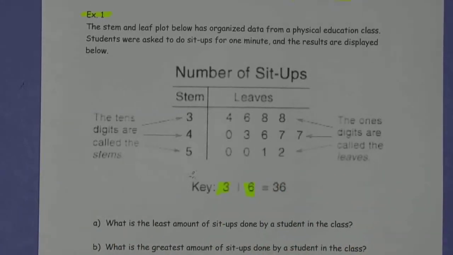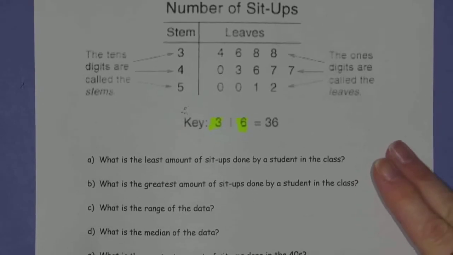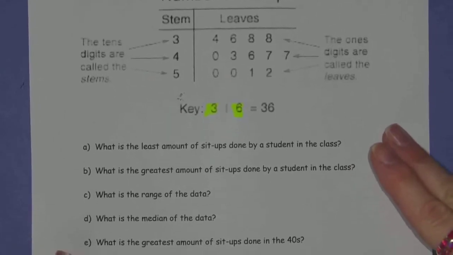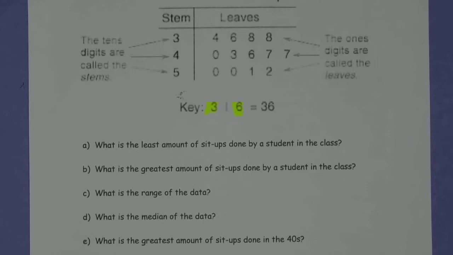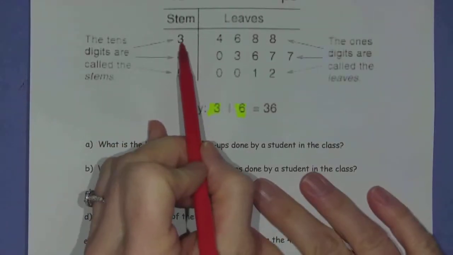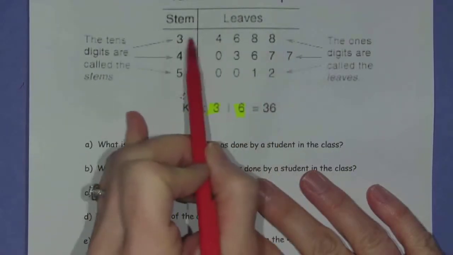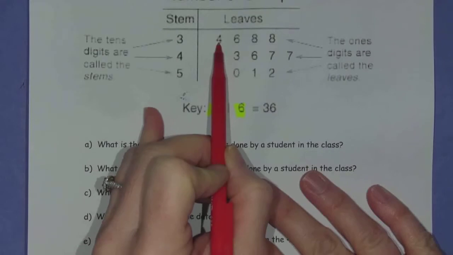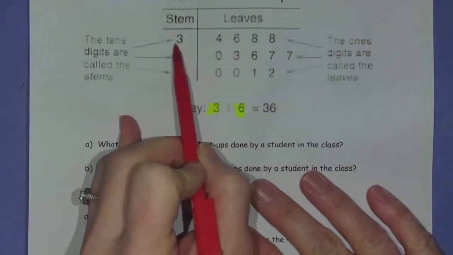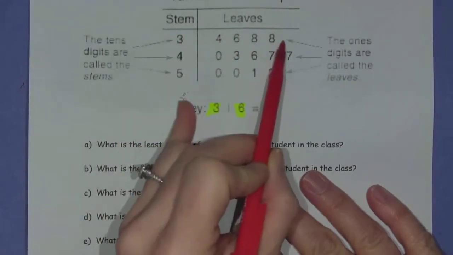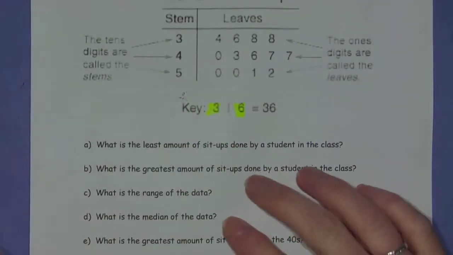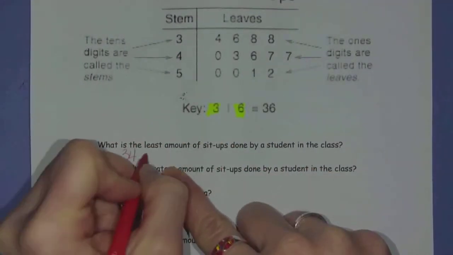So let's see if we can answer these questions based on the given stem and leaf plot. Okay, letter A. What is the least amount of sit-ups done by a student in this class? Well, the least amount would be right here, 34. Because in the 30s, we had one student do 34 sit-ups, another one do 36, another one do 38, another student did 38, but the least amount would be 34 sit-ups.